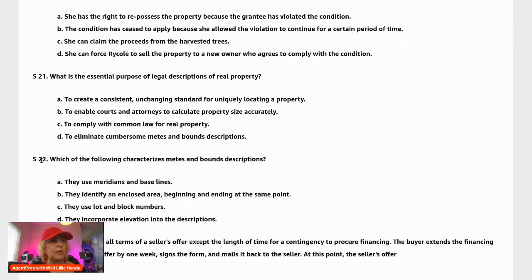So what is the purpose of legal descriptions? All right, so Rosaura so far has A.